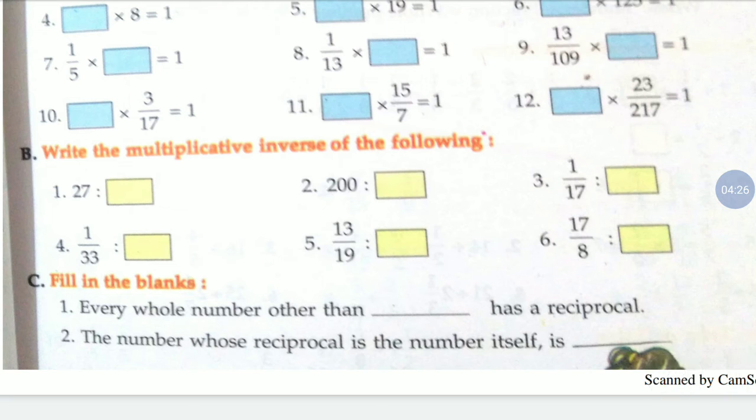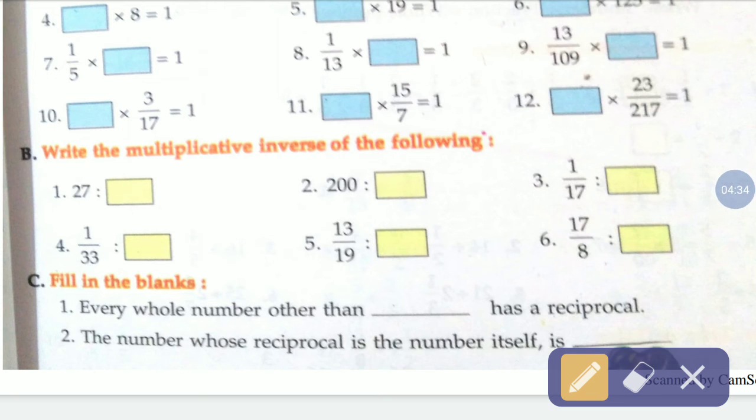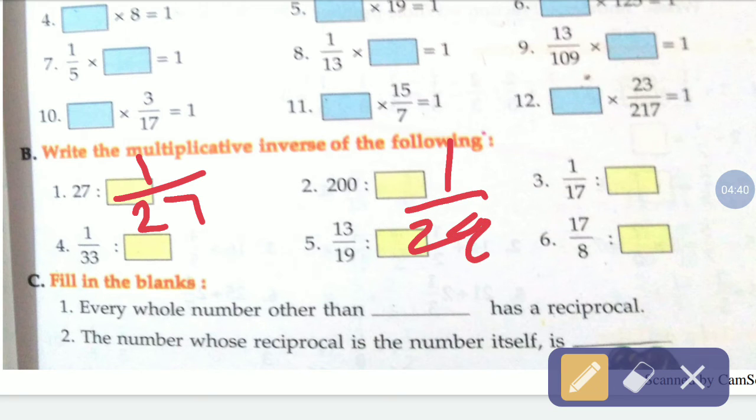Write the multiplicative inverse of the following. The multiplicative inverse of 27 is 1 upon 27, of 200 is 1 upon 200, and of 1 upon 17 is 17. In this way you have to find out and write down.